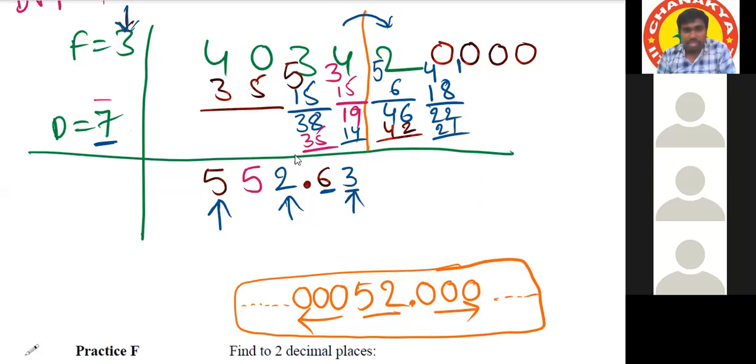Now tell me, 3 3s are 9. So 10 minus 9 is how much? 1. So now what to do, sir? In 1, will 7 go or will 7 not go? No, sir, it will not go. So it will not go.